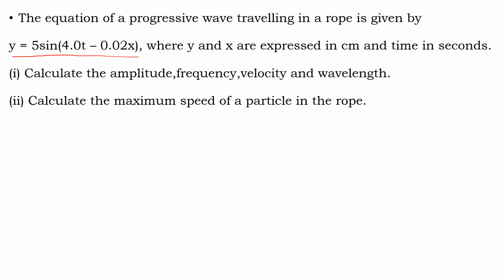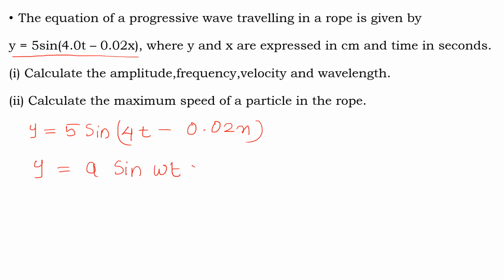And from this equation, y = 5 sin(4t − 0.02x). The equation is of the form y = a sin(omega t − kx). Comparing these two equations, first we have to find out the amplitude. The amplitude A is 5, that is 5 centimeter.